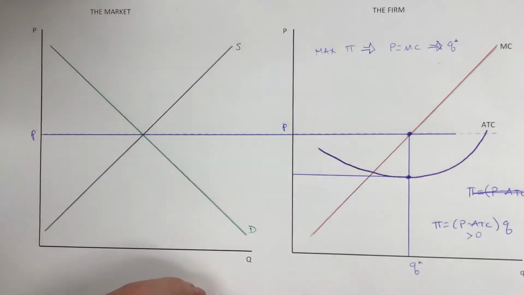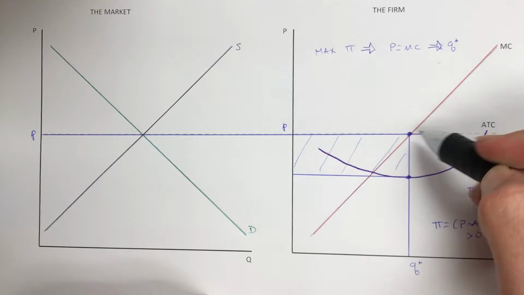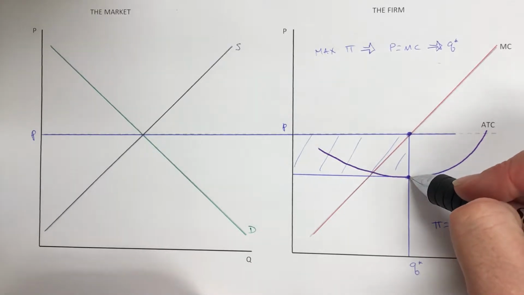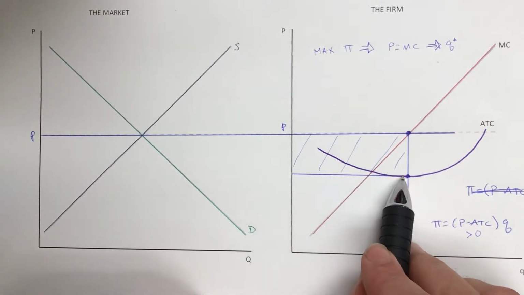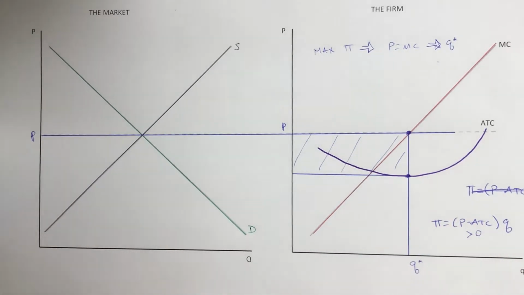So this area right here, this rectangle, whose height is price minus average total cost, and whose length is quantity, which is this equation, this is economic profits. And so in the short run, this firm can operate in a competitive market with economic profits. And you might think, wow, that's awesome, they'll be forever profitable. Not so fast, my friend, because there is a long run.